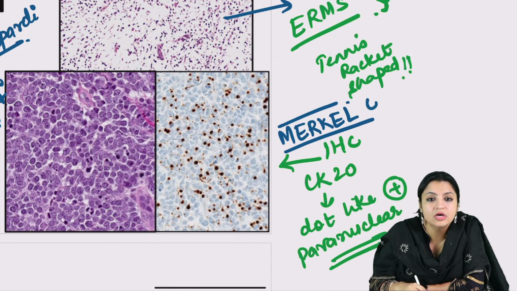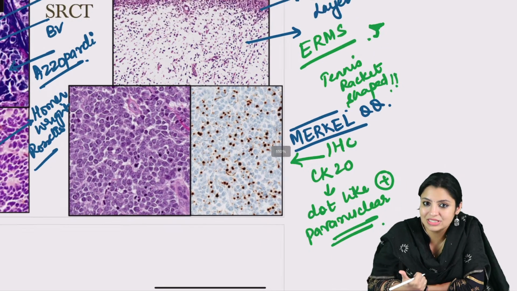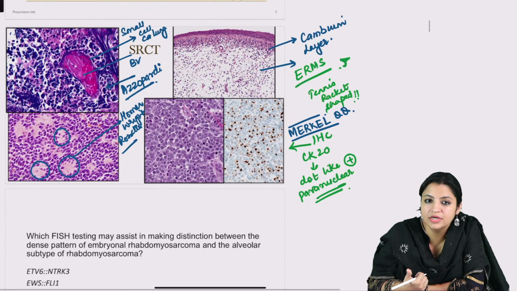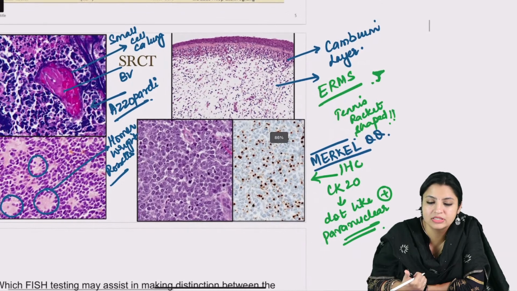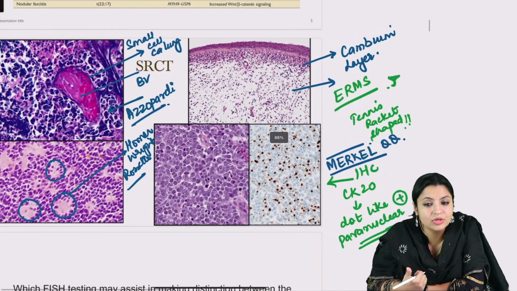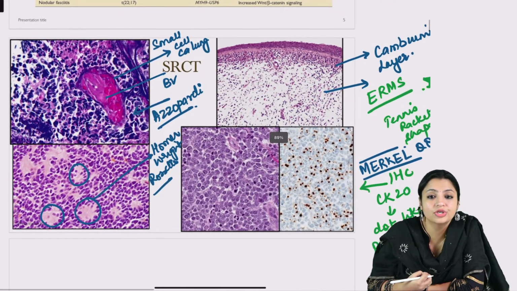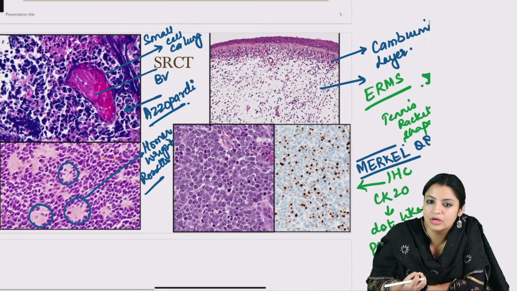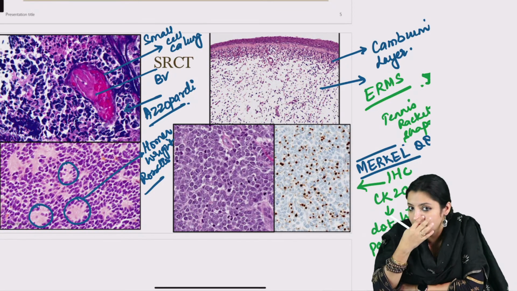So the four small round cell tumors which you should be very clear about are: small cell carcinoma of lung showing the Azzopardi effect; Homer Wright rosettes seen in neuroblastoma or medulloblastoma; embryonal rhabdomyosarcoma, especially presenting in hollow cavities, showing tennis racket shaped nuclei and a cambium layer; and Merkel cell carcinoma, a neuroendocrine tumor of the skin presenting with dot-like positivity of CK20. That should be very, very clear to everybody.